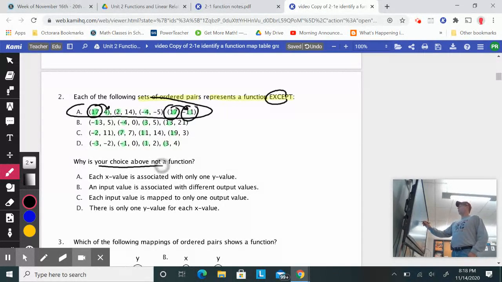So why is your choice above not a function? Is it A, each X value is associated with one Y value? That would be a function. B says an input value is associated with different output values. An input, an X, is associated with different output values. That's exactly what happened. So the answer would be B.